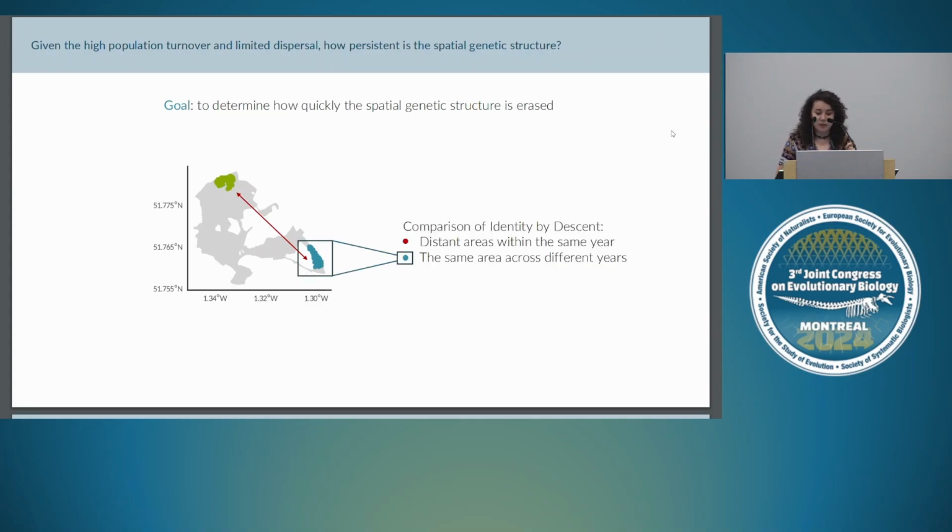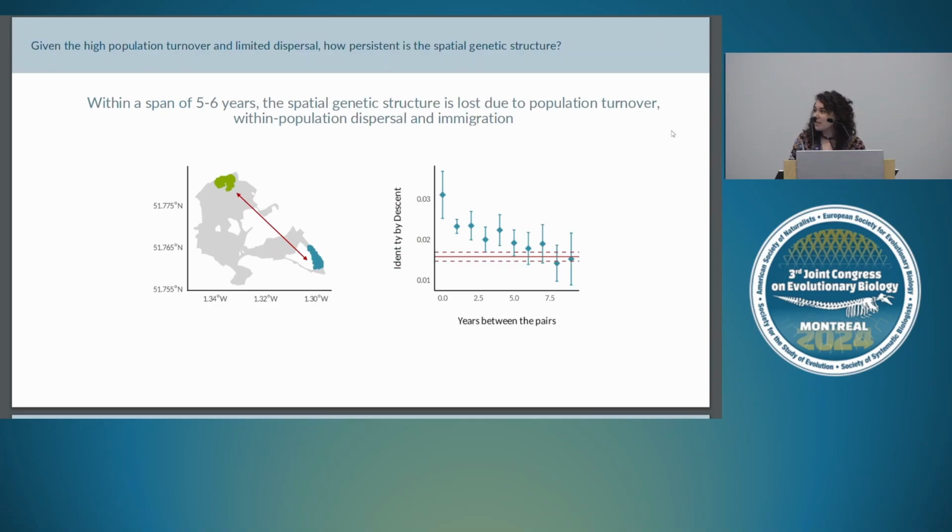And then I am going to compare pairs of individuals within the same year, but that vary in the year that they were born. So for example, a bird that was born in 2000 with a bird that was born in 2000, 2001, etc., so increasingly separated by time. We expect that those birds that are more separated by time will share less genetic ancestry. So we expect to see a decay that at some point might reach the baseline level. And what we see is that, yes, we reach the baseline level more or less after 5 or 6 years.